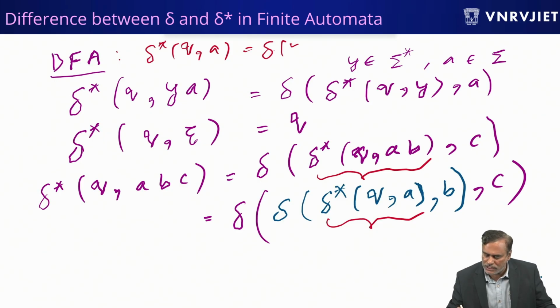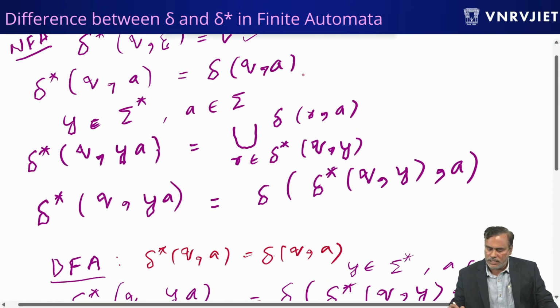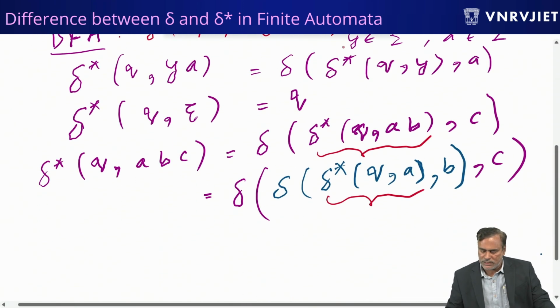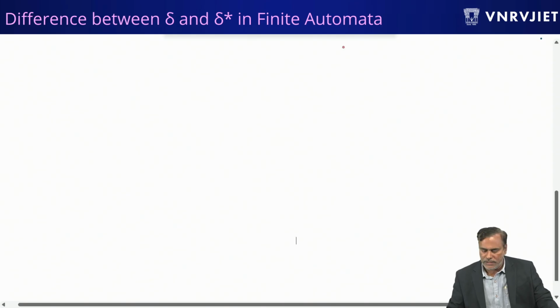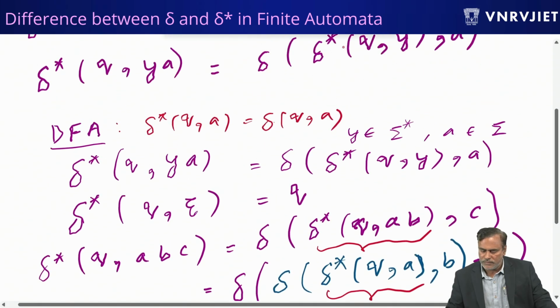Delta star of QA is delta of QA. There is no difference with respect to a single input symbol. Therefore, in the NFA also I have written this with respect to a single input symbol. That is this: delta star of QA is delta of QA. So this is true even with respect to the DFA. Delta star of QA is delta of QA. Okay, no change with respect to this.